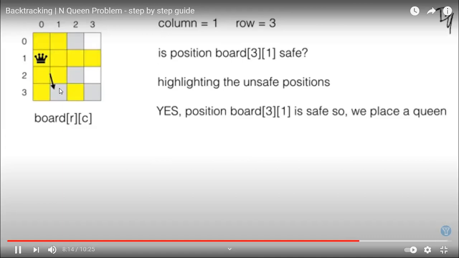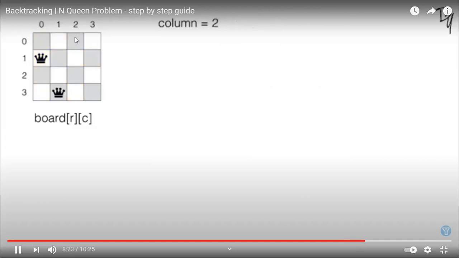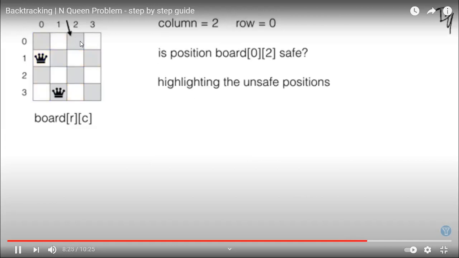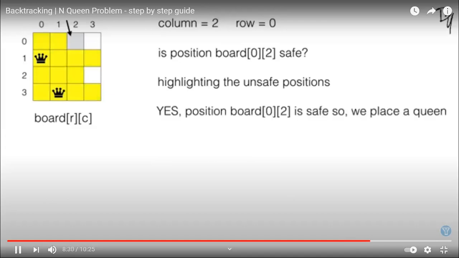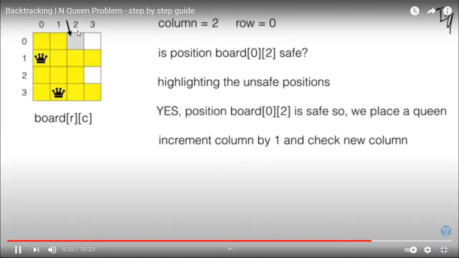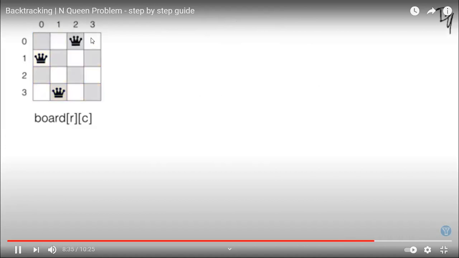So what we can do, yes, we can place our queen at this side, and we will increment the column by 1, and we'll check for all the rows, right? The same. So here we will check at this position. Yes, this position is safe. So what we can do, we can place the queen, the third queen here, right? So we found the solution for the second column.